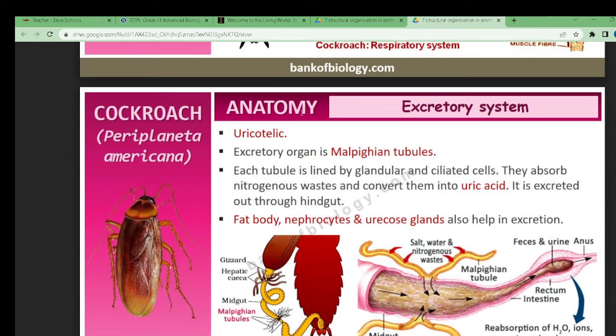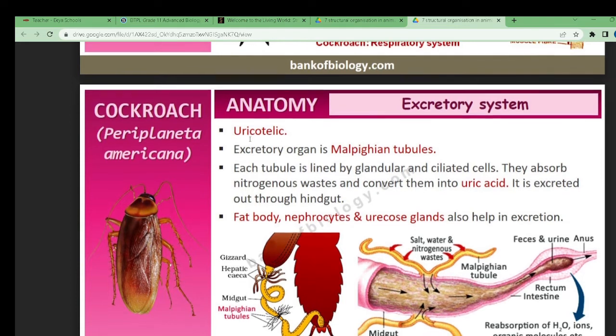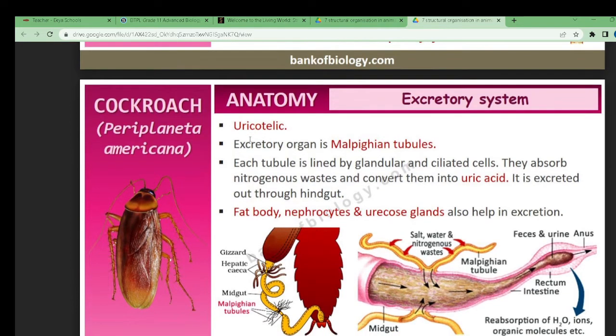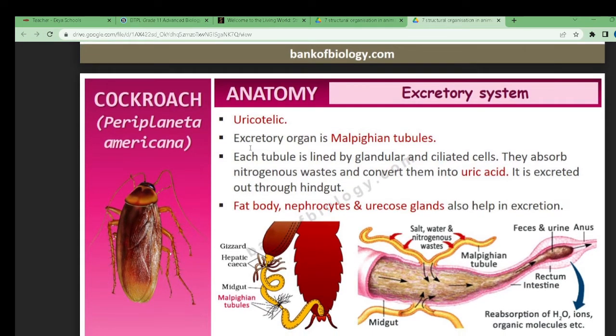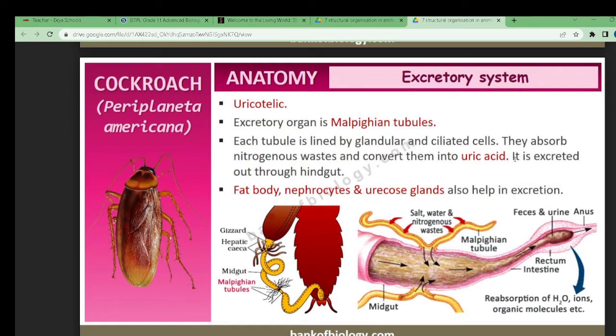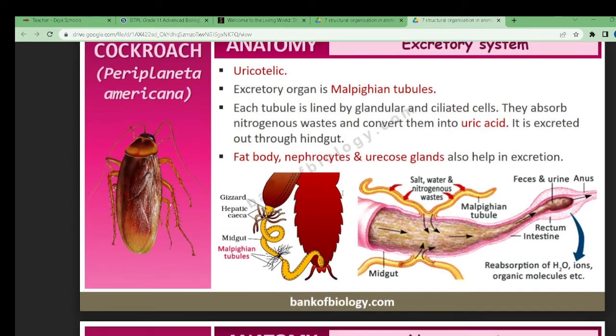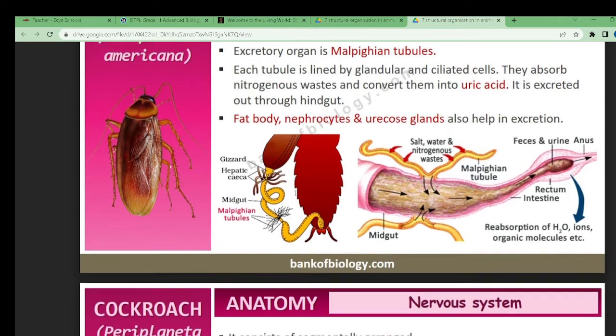Excretory system: this is uricotelic, meaning it generally eliminates uric acid. The excretory organ is the Malpighian tubules. Here you can see the Malpighian tubules at the junction of midgut and hindgut, and they excrete the uric acid. Fat body, nephrocytes and uricose glands also help in the excretion.